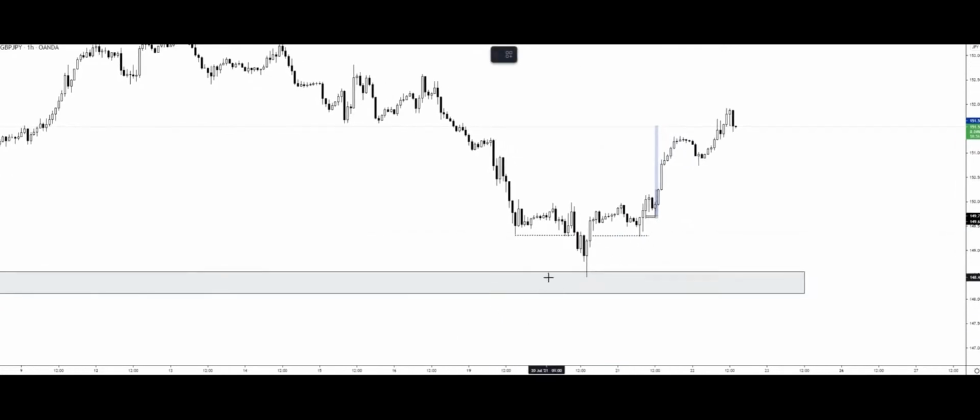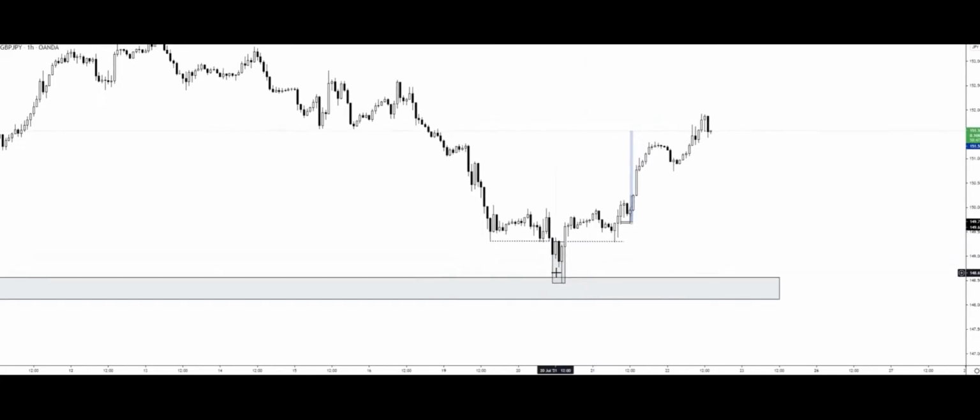And as you can see, again, it's just a liquidity sweep. So we had the equal lows, equal lows, and as you can see, the liquidity sweep below. So it's a false move, inducing sellers. And as you can see, we've closed back above into this range.